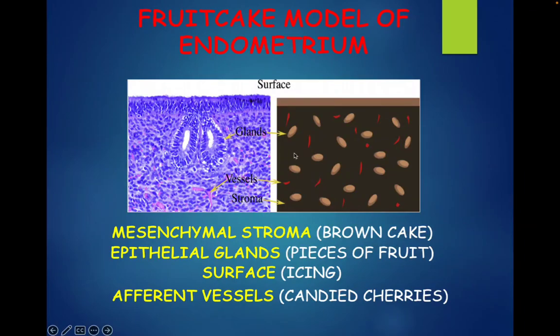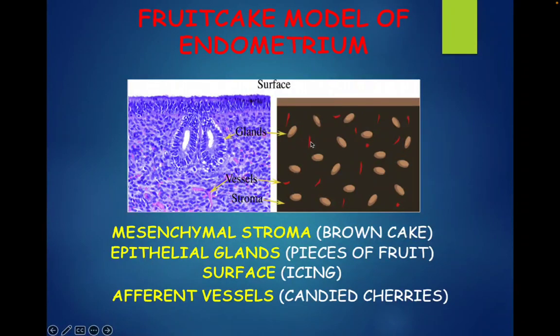Here you can see these brown things. It is like brown cake, which means the mesenchymal stroma. As you can see, all this is mesenchymal stroma. And then there are pieces of fruit, which are actually epithelial glands. Then there is surface icing, and then there are efferent vessels. So these are the vessels. Why are vessels important? Because all the exogenous hormones arrive via these efferent vessels.